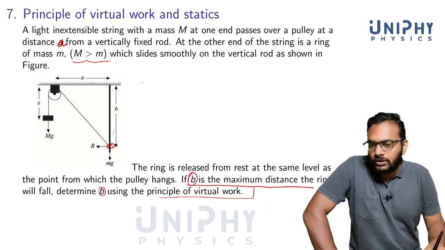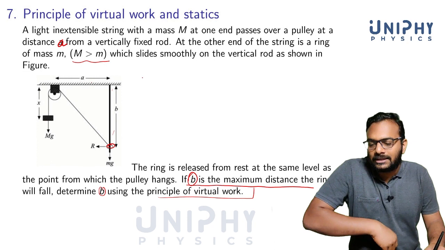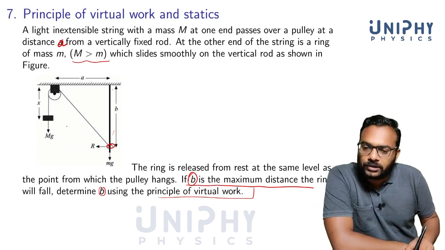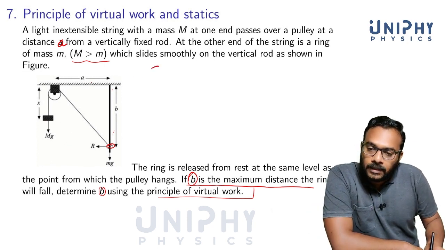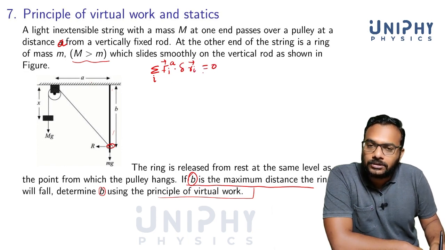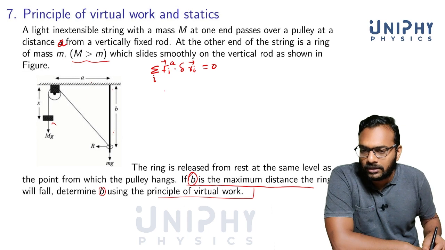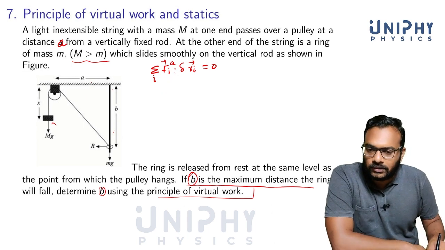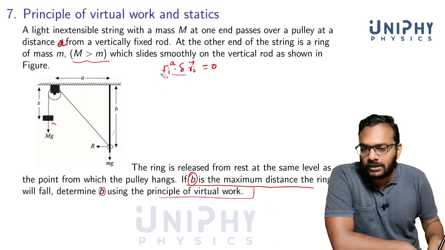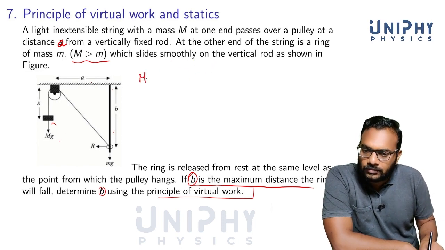What's the principle of virtual work? Let's start by writing it down. It says that the summation over i of F_i applied dot delta r_i is equal to 0. Here you see that the forces are Mg and small mg. So theta is 0, and when you take the dot product, you just have to multiply them.